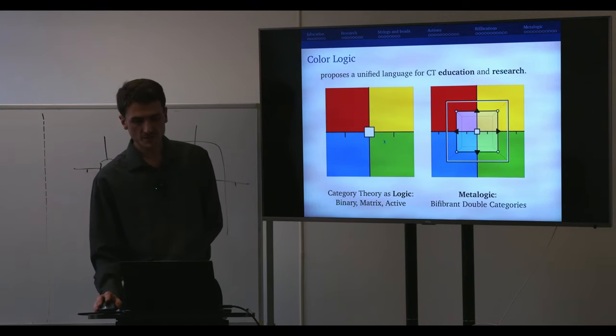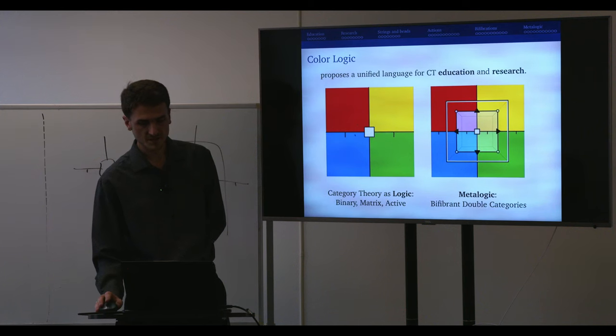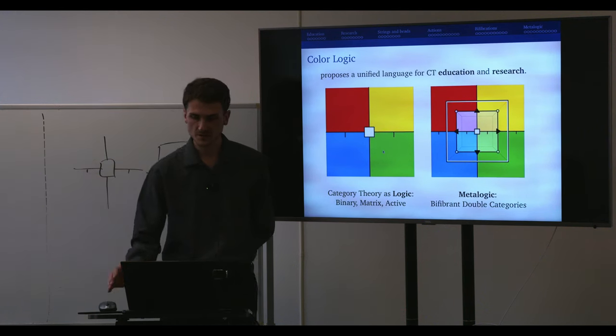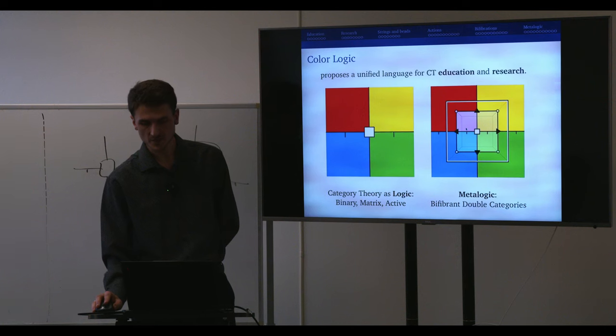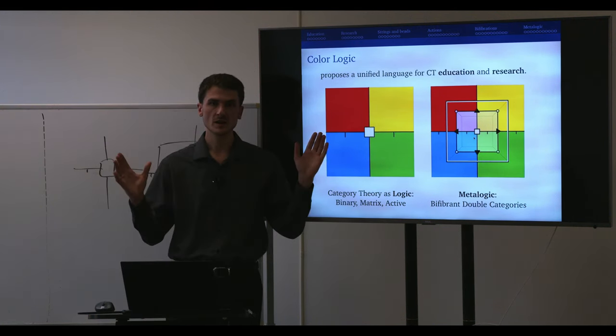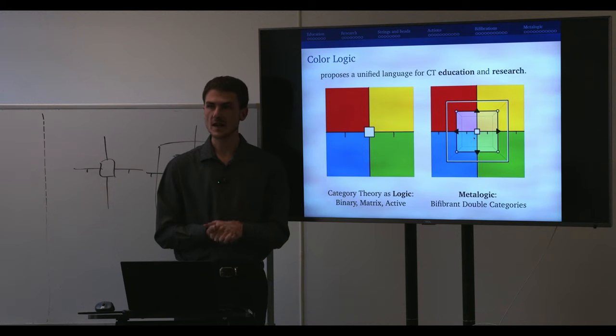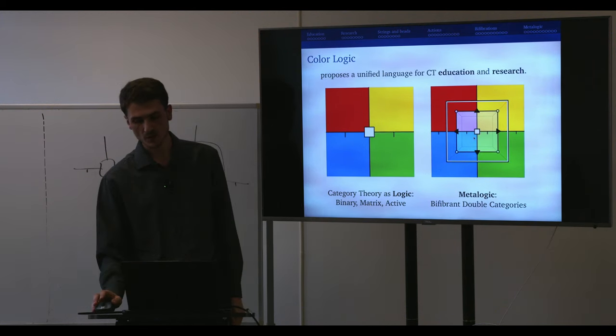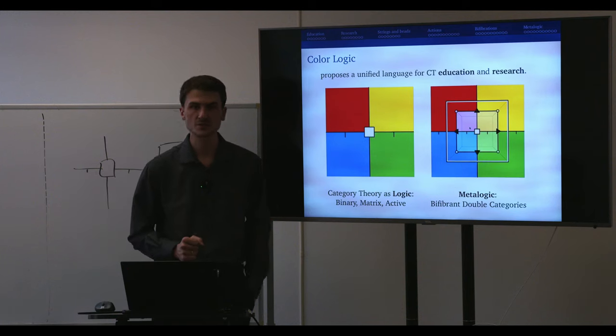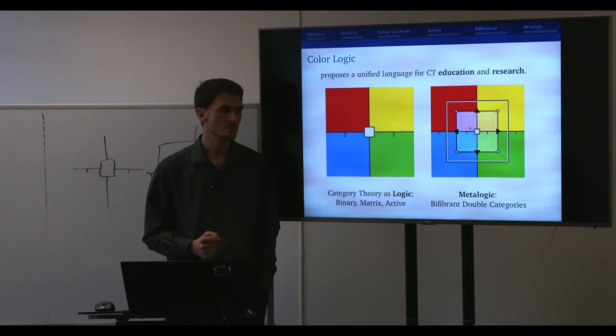And in the perspective of these structures as logics, the squares would be inferences. So this would be a transformation from one system of inferences inside to another system of inference outside. And so we can understand this three-dimensional structure as being the language of meta-logic.